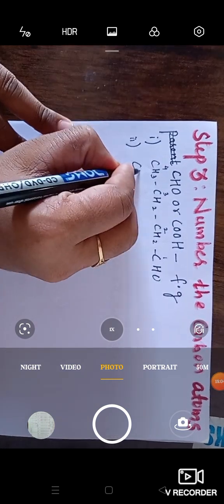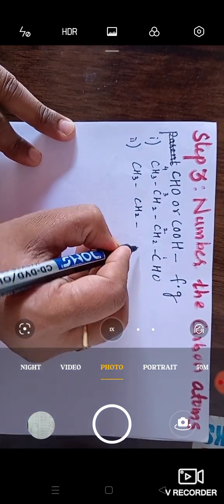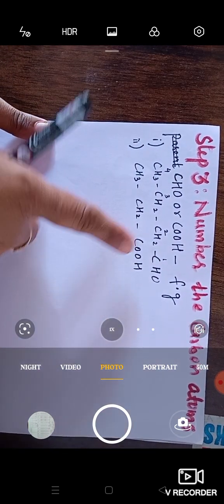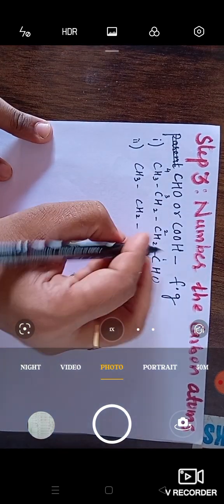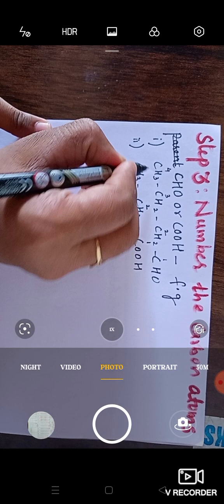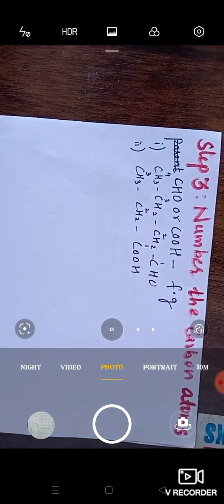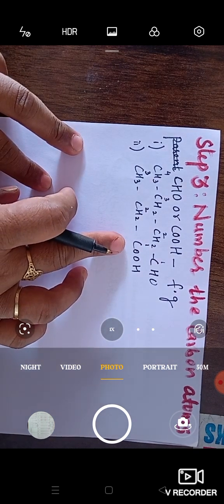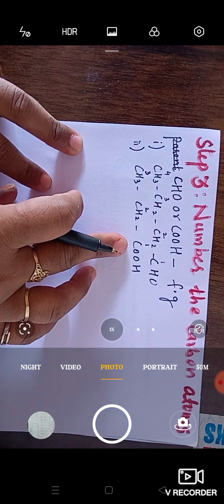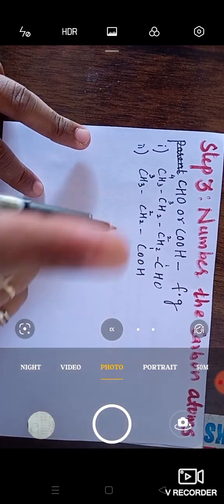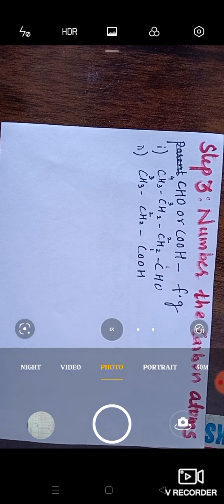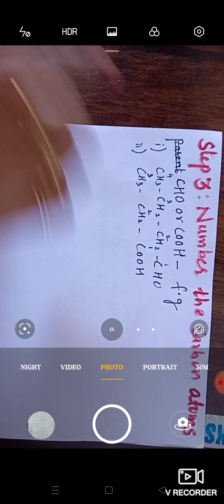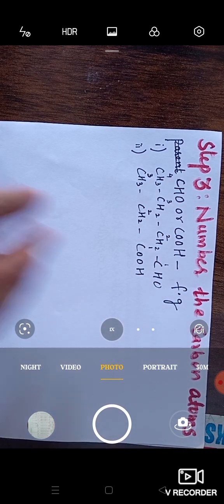Even if there is CH3, CH2, COOH, if the COOH group is present as a functional group, we will start numbering the carbon atoms from this functional group only. This will be taken as 1, this is 2, and this is 3. So this carbon atom will be taken as number 1, so we have to start numbering from here. The first rule while numbering the carbon atom is, if CHO or COOH group is present, we have to start numbering from that functional group only.